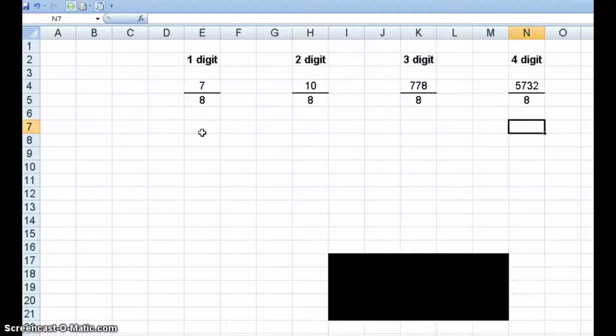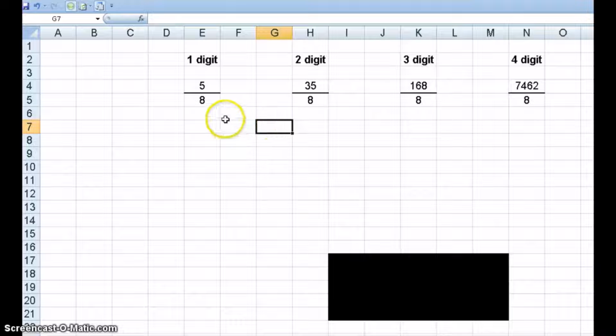So let's take a look at 7 divided by 8. The answer is 0.875. By the way, these are generated randomly. First let's do 10 divided by 8. The answer is 1.25. Anyways, if I press F9, these should refresh. So I'm pressing F9 now. You can see that there are new problems generated every time.